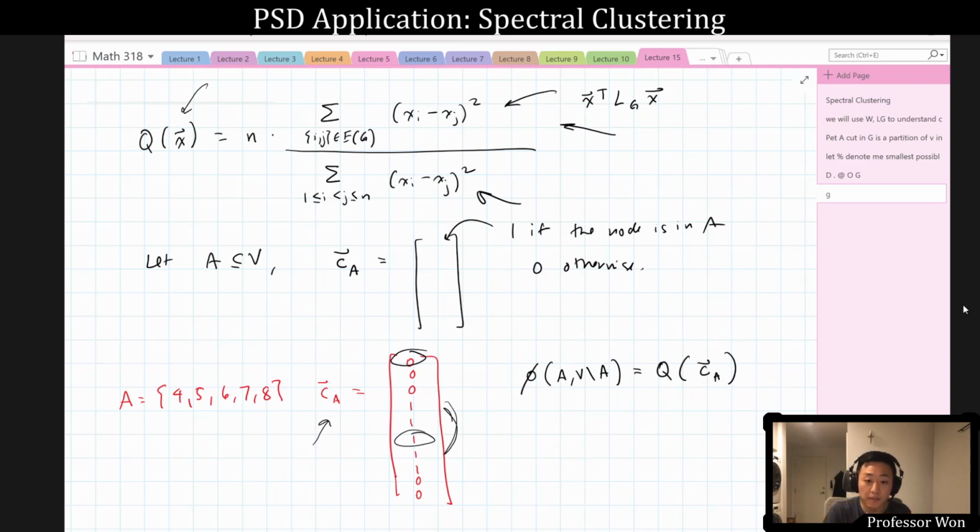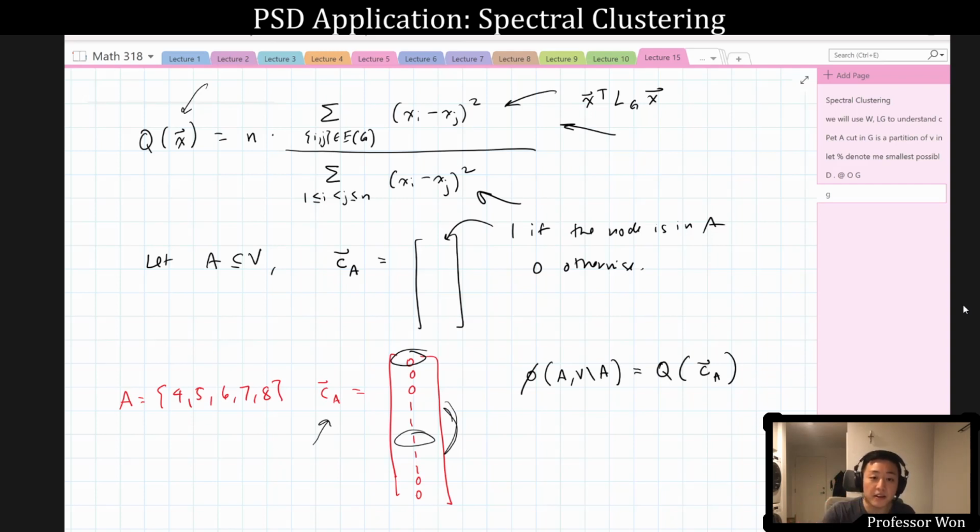So you'll get 1. If there's an edge that's totally within your set, it'll be like a 1 minus 1, so it won't contribute anything. If you have an edge totally outside of your set, it'll be a 0 minus 0, so it also won't contribute anything. So if you plug the characteristic vector into the numerator, it counts the number of edges between A and the rest of the graph.